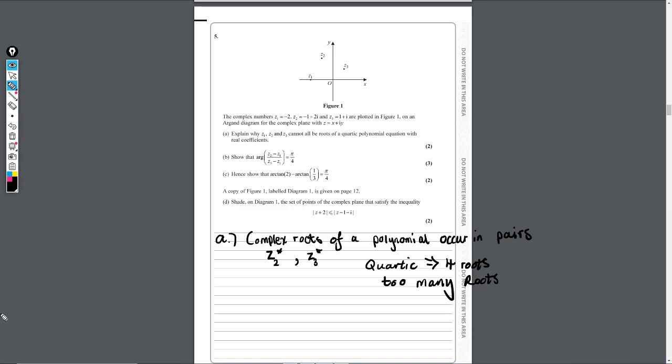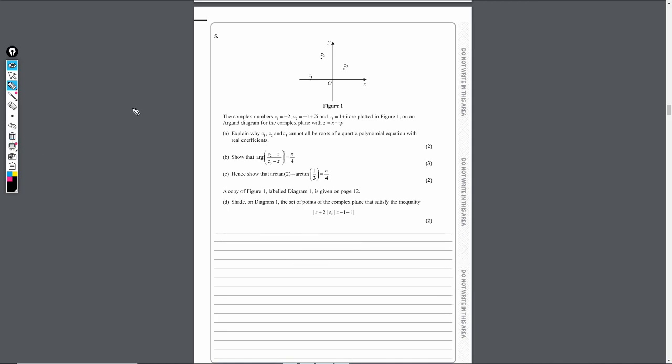For part B, we've got a little bit here. So what I'm going to do, I'm just going to clear part A just to make sure I've got enough room for part B. So we've got to show that the argument of Z2 minus Z1 over Z3 minus Z1 is equal to pi over 4. Okay, so let's put these out individually. So Z2 minus Z1.